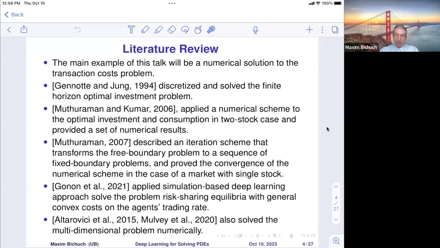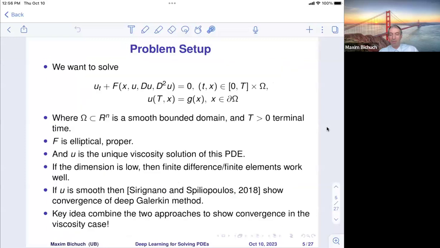In a related paper, Muthuraman described an iteration scheme for the free boundary problem, and again, the proof of convergence was with a single stock. Gonon et al. have a nice simulation-based deep learning approach to solve a related problem of risk-sharing equilibria. And then the actual transaction cost problem was again solved numerically by quite a few people. These are just two that solve, again, a multidimensional problem, but without really having a proper proof of convergence.